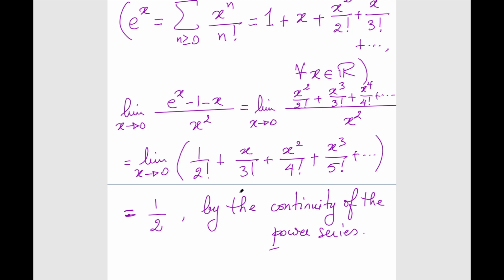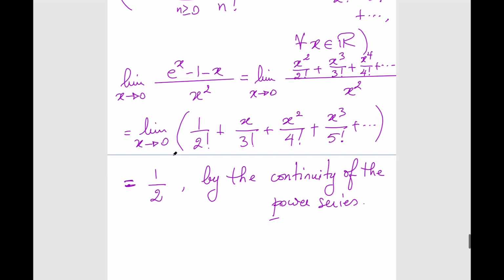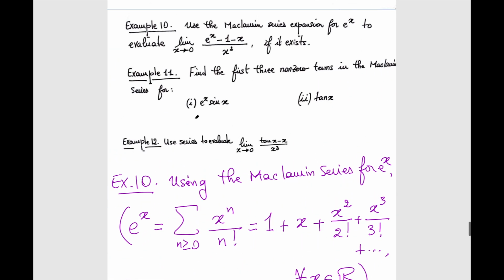Make sense? Remember the continuity of a function f at a number a. I'm using continuity at 0 here. Remember, f is continuous at a if and only if, by definition, f of a is equal to the limit as x goes to a of f of x. That's what I'm talking about. And here, that's the function, and a is 0. Okay. All right. Example 11. Find the first 3 non-zero terms in the Maclaurin series of e to the x, sine x and tangent x.